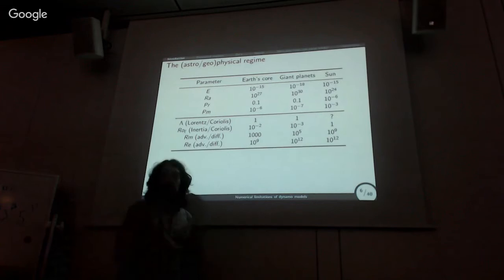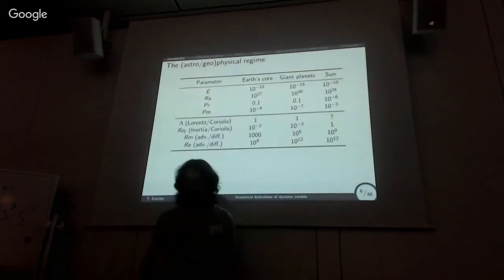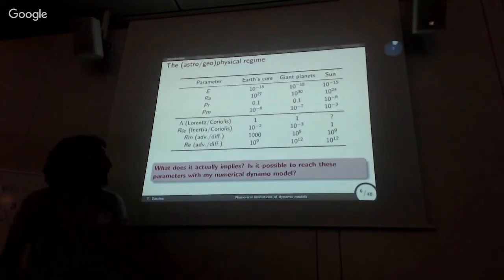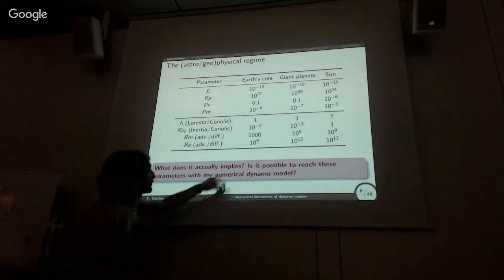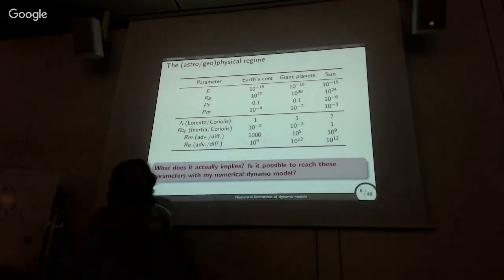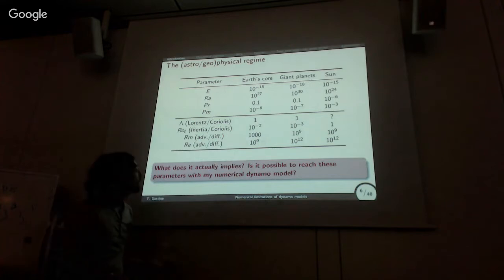Giant planets are in between. Again, it's fairly big numbers here. But in a way, it just gives a range of parameters. So what does it actually imply regarding the numerics? What can you do? Is it really possible to reach these kind of parameters? Well, it sounds like, okay, 10^-15, why not, after all?